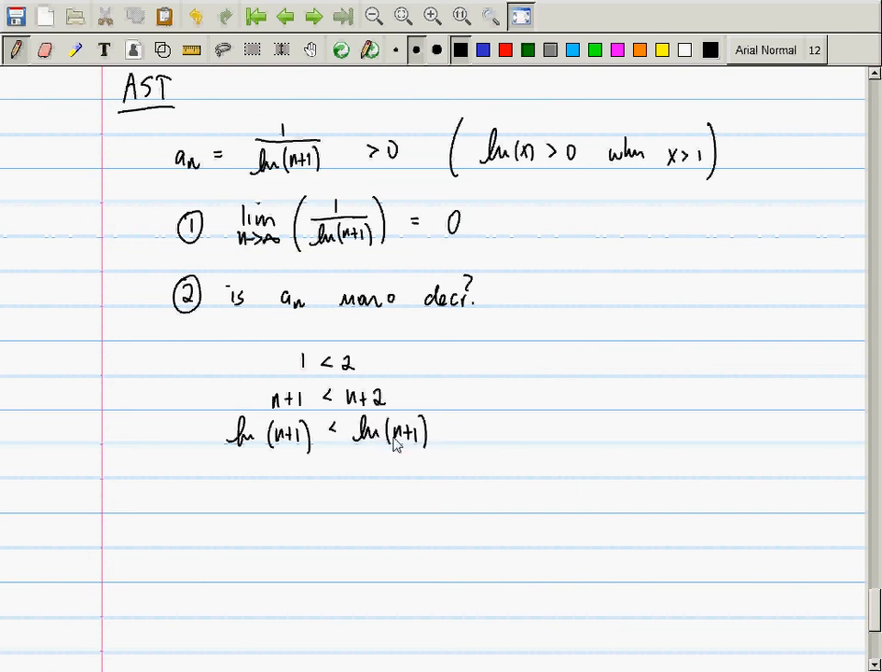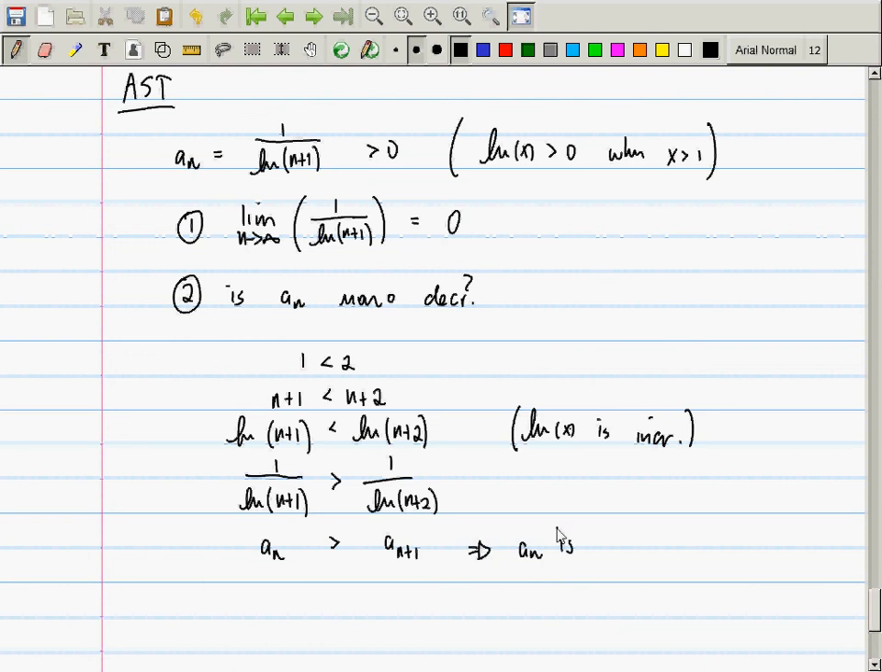And why can you compute the log of both sides? Because of what property of log that was proven in 2417? Because log is increasing. Yeah, this should be n plus 2. So you can compute log of both sides of the inequality, and the direction of the inequality is preserved because log itself is increasing. So now you can take reciprocals of both sides and obtain that 1 over the log of n plus 1 is greater than 1 over the log of n plus 2. This term is a_n, and this term is a_(n+1). Therefore, a_n is monotone decreasing. In fact, it's even better, it's strictly monotone decreasing, but all we need is monotone decreasing.